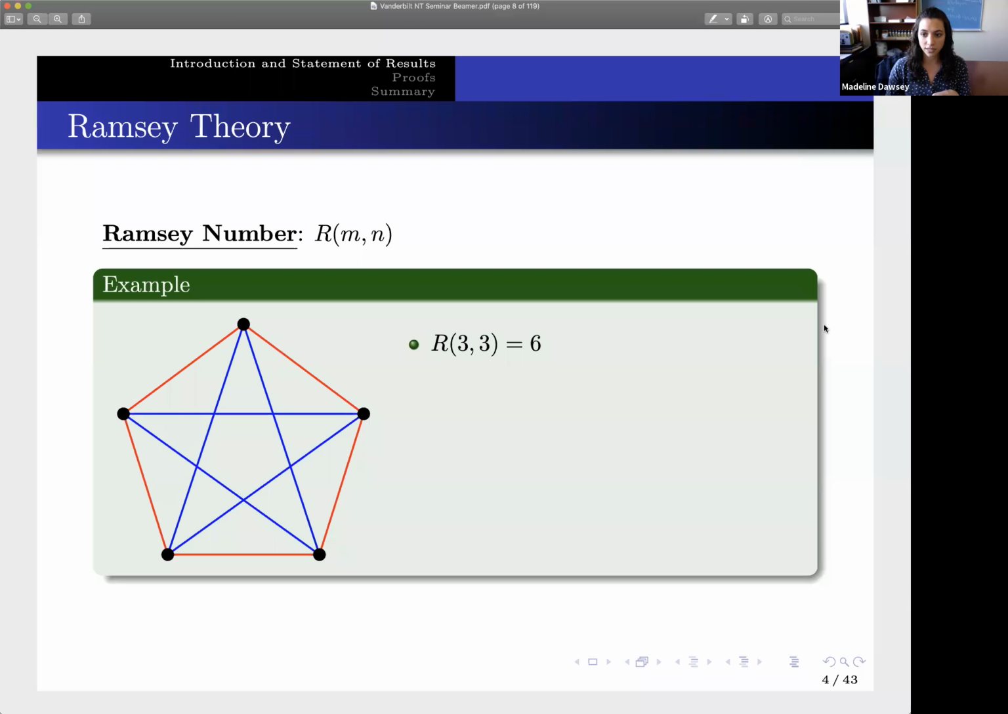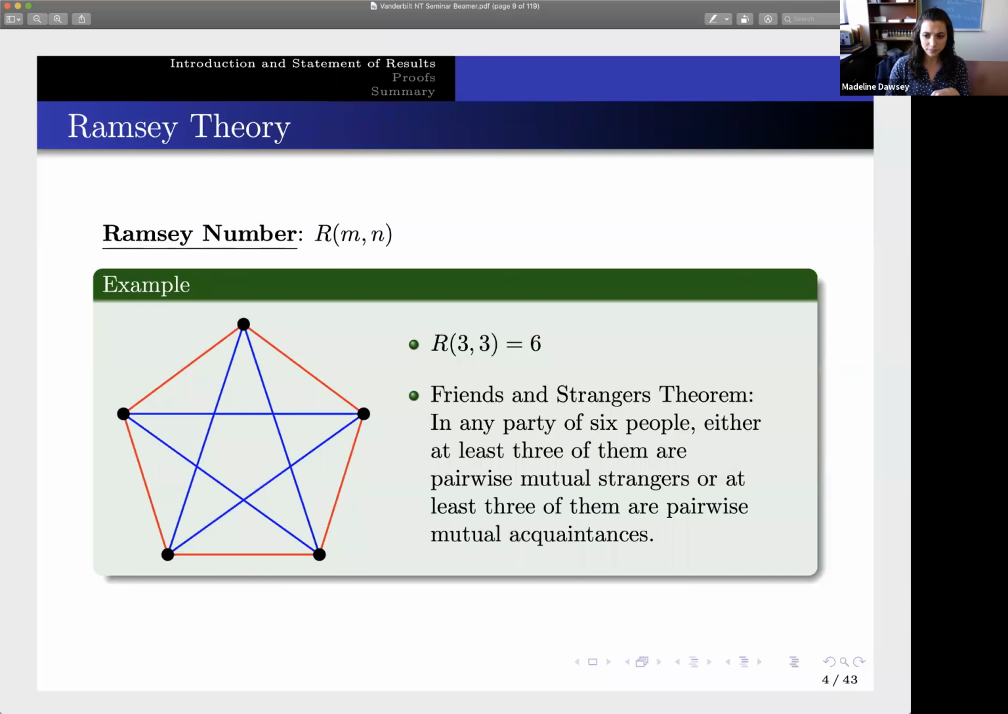So you might have heard this another way. This is called the friends and strangers theorem, if you've ever heard of that. In any party of 6 people, either at least 3 of them are pairwise mutual strangers, or at least 3 of them are pairwise mutual acquaintances. So this is saying the same thing. If you have 6 people at a party, those are like the 6 vertices, then you have to either have a red triangle, like 3 people who all don't know each other, or a blue triangle, so 3 people who all know each other. Okay.